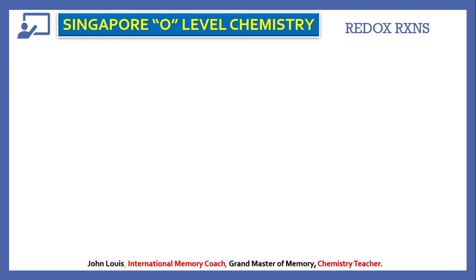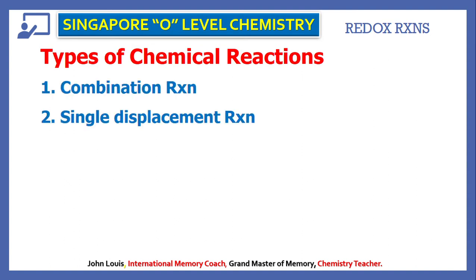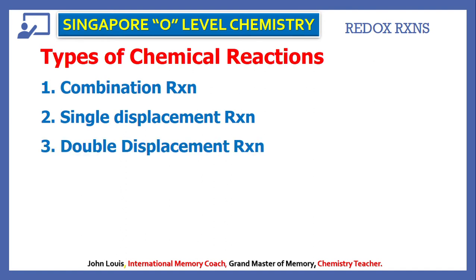So, in our earlier chapters, we have learnt various types of chemical reactions. The first four types of chemical reactions we learnt already are combination reaction, single displacement reaction, double displacement reaction, and decomposition reaction. I'm not going to dwell much on this now because we have already learnt it. You can go back and watch the previous chapter videos.